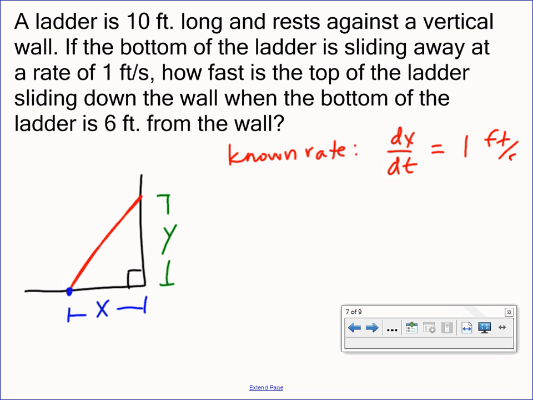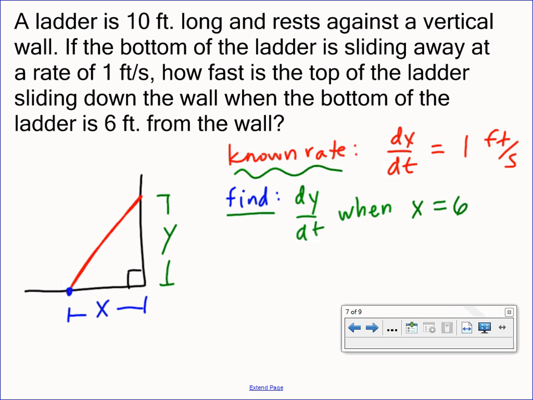Good. Our unknown rate, what are we trying to find? We want to find how fast the top of the ladder is sliding down the wall at the instant when the bottom of the ladder is 6 feet from the wall. So what are we going to find? We're going to find dy/dt at the instant when the bottom of the ladder is 6. So is that x equals or y equals? Monica? X. When x equals 6.